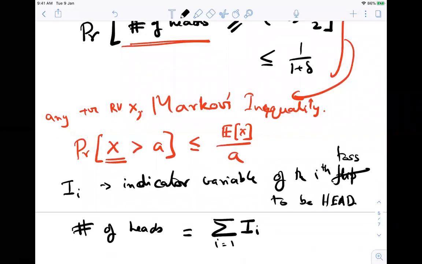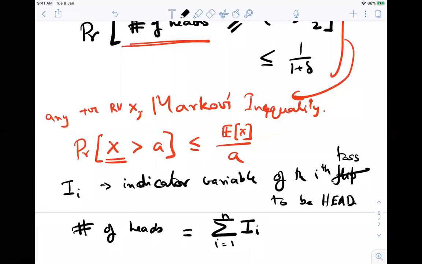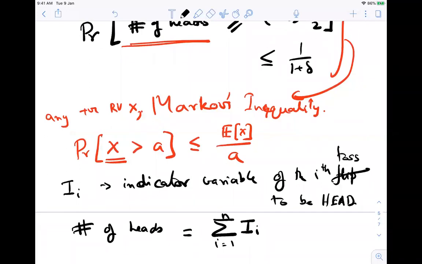And these Ii are all independent random variables. Sorry, not linearly independent; I was using terms from linear algebra. They are all independent random variables. So this is a much more structured object. In that case, can we say something?